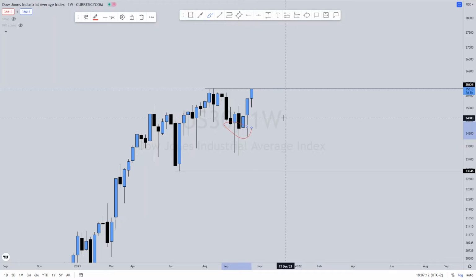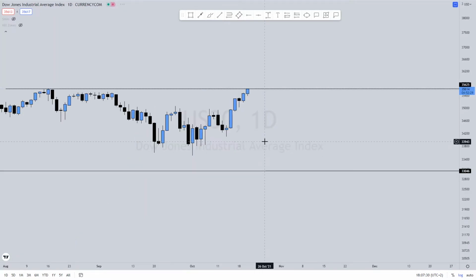The only time we can verify this as a new weekly structure low point is if price breaches and closes above this region here at 35625. That's the only time we can say that okay, price did create this new high structure point.